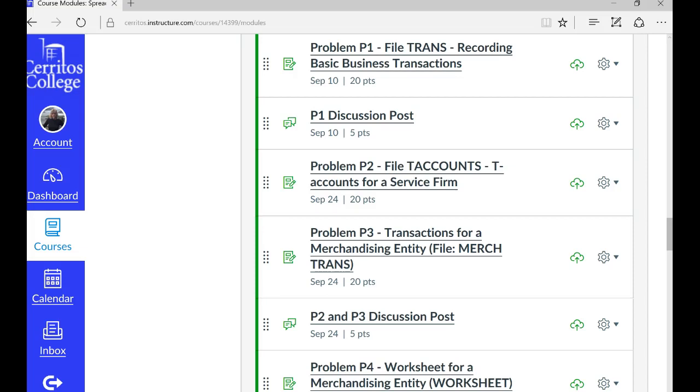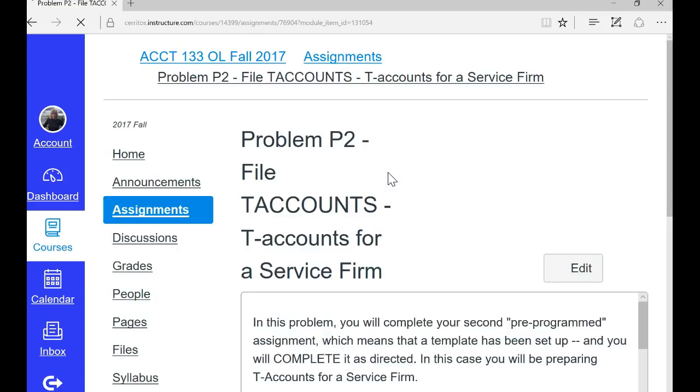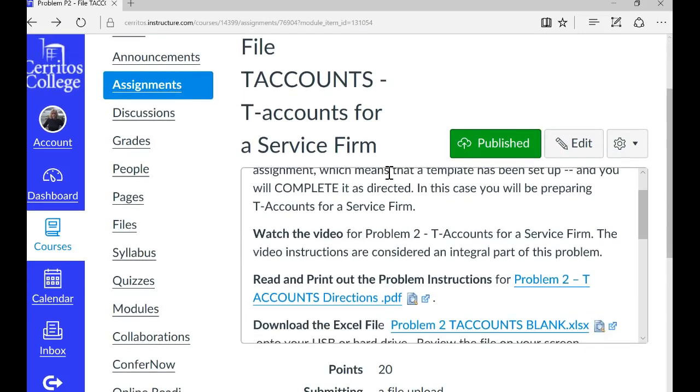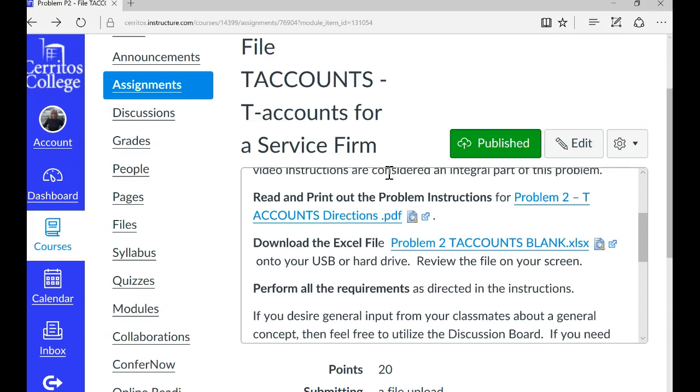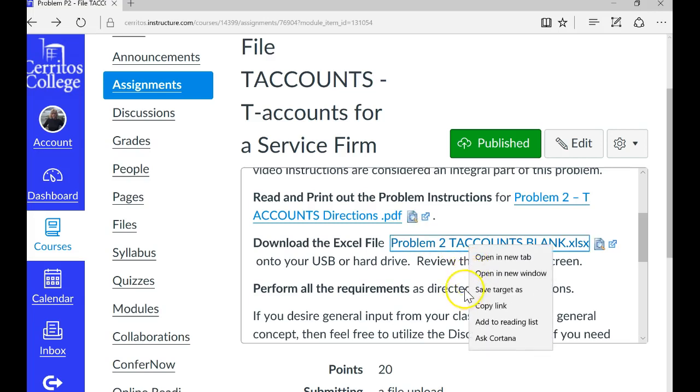So within the Canvas module, find problem P2 and enter into that. Read the directions, which includes a video, which you're watching right now. It also includes the program directions, which you can read or print out. I would encourage you to print them out. And finally, you can download the Excel file. You can open it up directly from here, or you can right-click it and save to either your flash drive or to your hard drive. So I'll wait a minute while you do that.